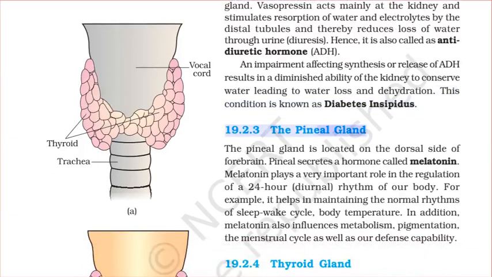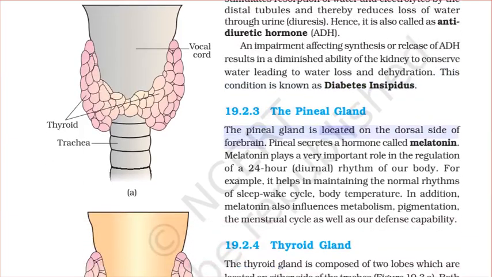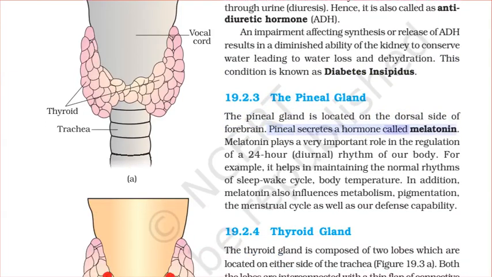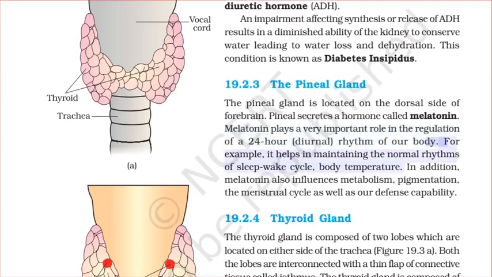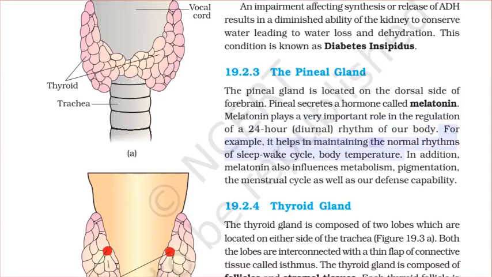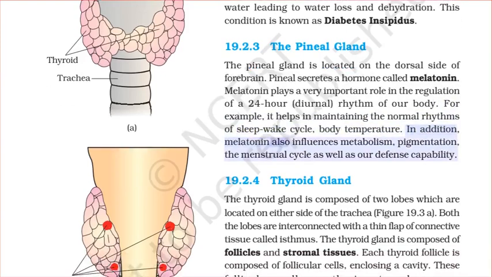The pineal gland. The pineal gland is located on the dorsal side of the forebrain. Pineals secrete a hormone called melatonin. Melatonin plays a very important role in the regulation of a 24-hour diurnal rhythm of our body. For example, it helps in maintaining the normal rhythms of sleep-wake cycle and body temperature. In addition, melatonin also influences metabolism, pigmentation, the menstrual cycle, as well as our defense capability.